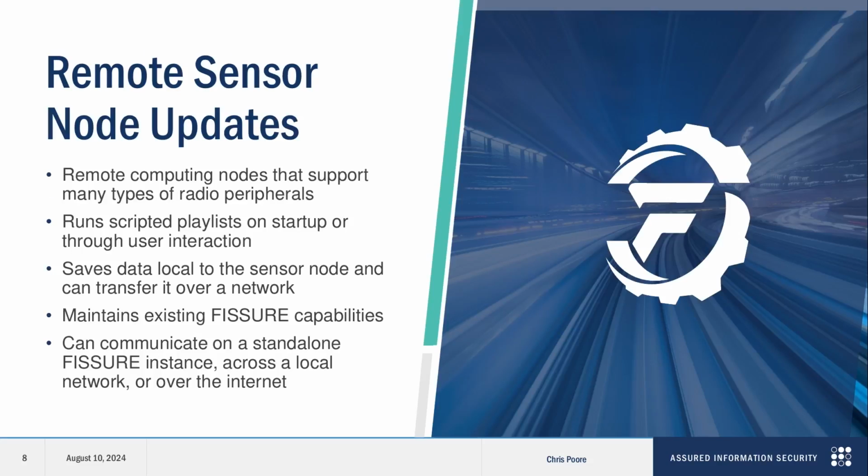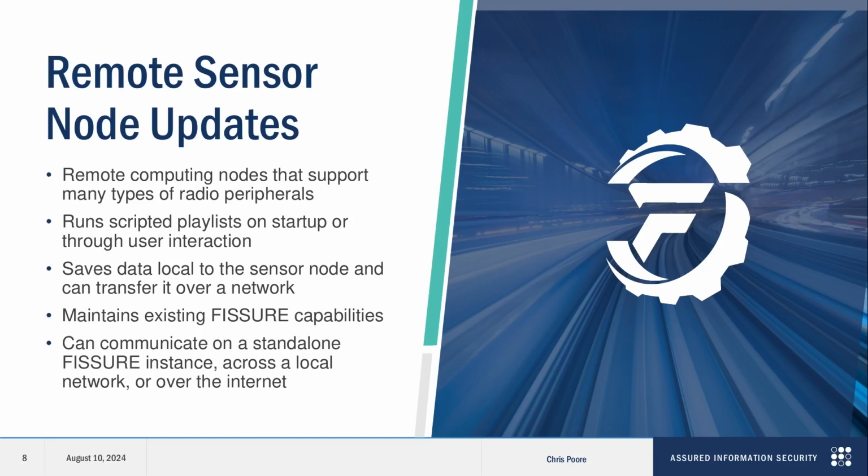But first, let's go through some of the more nitty-gritty for the remote sensor nodes. What I mean by sensor node is general computing. It's a general purpose computer that supports different types of radio peripherals. They don't have to be just SDRs. Anything that you plug into a computer or you control with a computer, it could be via USB or any other input source. And these can be different types of visual, acoustic, electromagnetic, environmental sensors.